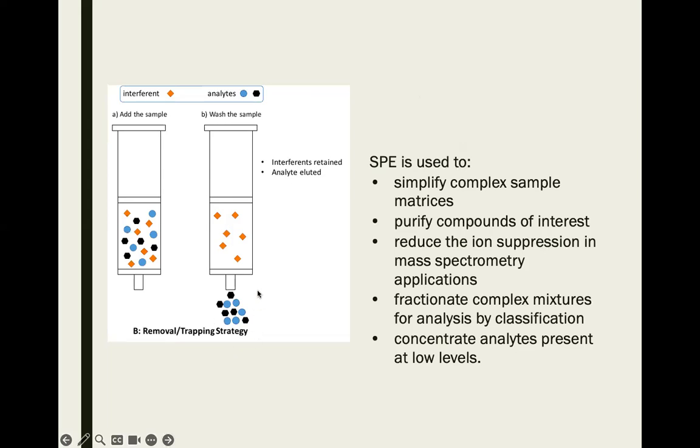This is the one that we are going to discuss next week. One of the adsorbents, called molecularly imprinted polymer, can be used for this kind of solid phase extraction. All right. So SPE is used to simplify complex samples, to remove the interference. In this way, you can purify and reduce the ion suppression, which matters if you're using mass spec. And again, it concentrates the analytes present at low levels.